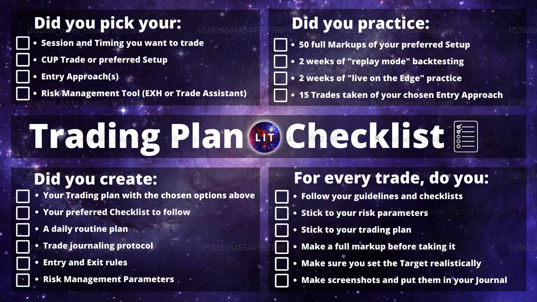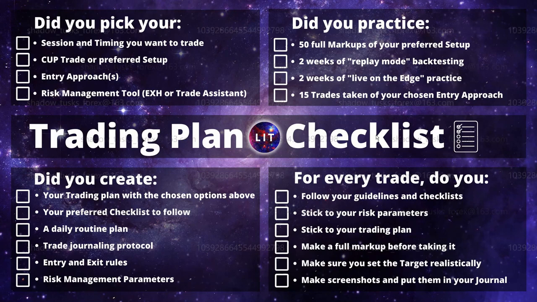So for the last row in here of the trading plan, what do we have? Who wants to cover it? Yeah, I can. So for every trade that you take, do you honestly, and you have to be honest with yourself, always follow your guidelines and checklists? Do you always stick to your risk parameters? Or is it a case of, you lose a trade, you get a bit emotional, oh yeah, sure, I'll increase it, why not? That's not what we want to be doing.